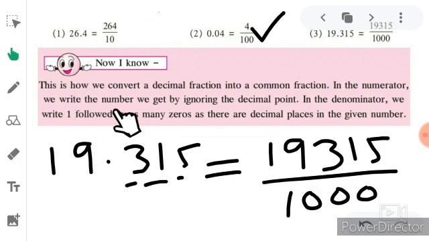In the numerator, we write the number we get by ignoring the decimal point. Means you will have to ignore the decimal point. Okay. Then in the denominator, we write 1 followed by as many zeros as there are decimal places. Means how many decimal places? 1. So we write 1 0. Here 2. We write 2 zeros. Here 3. So write 3 zeros. Likewise, decimal places in the given number. Okay. So this is all about the conversion of decimal fraction into a common fraction, means into denominator and numerator form. So this is all about today's topic.